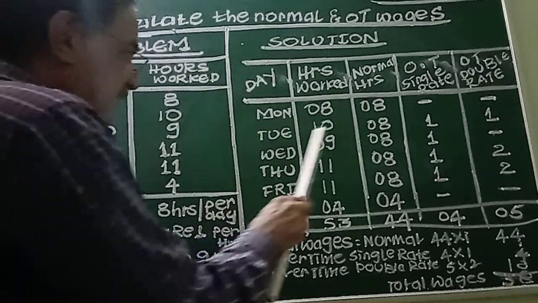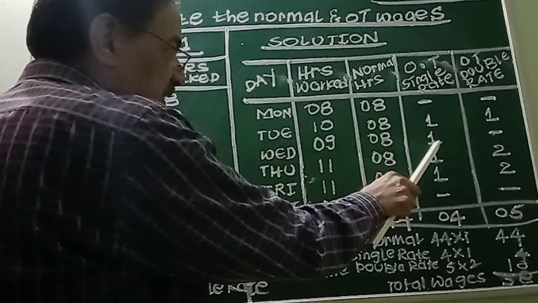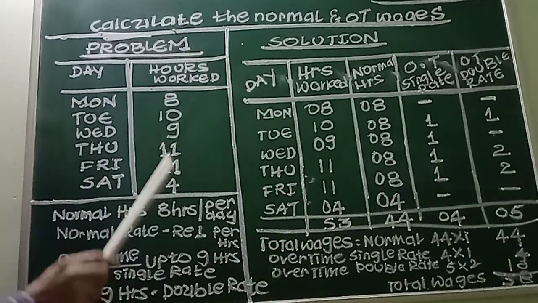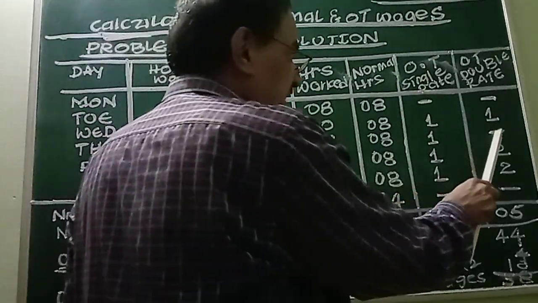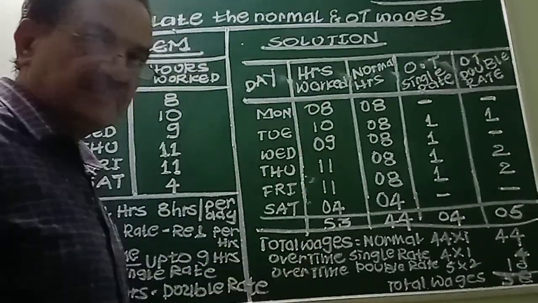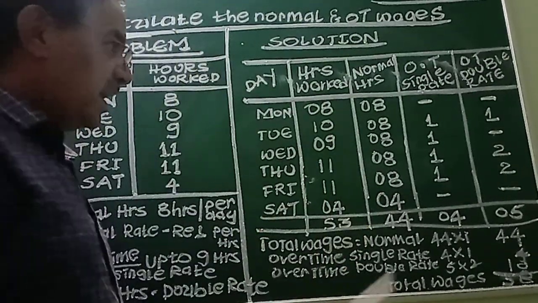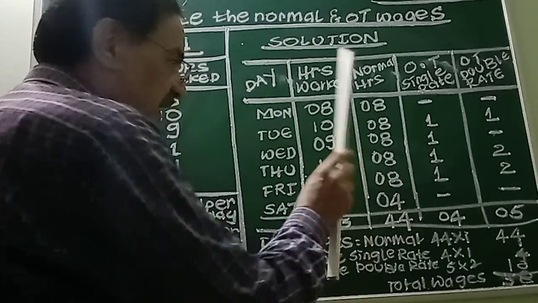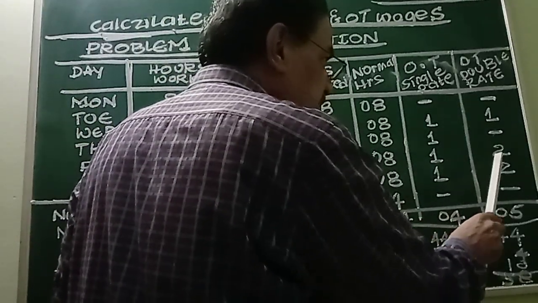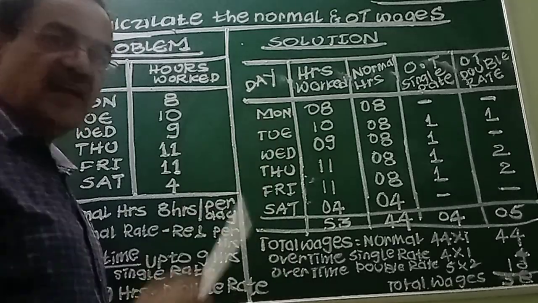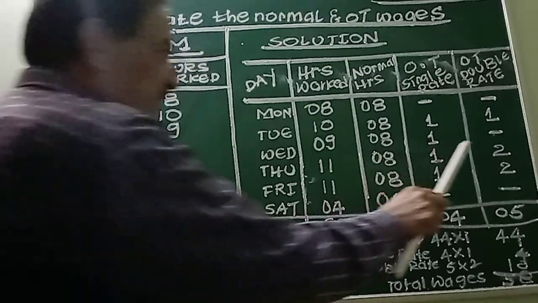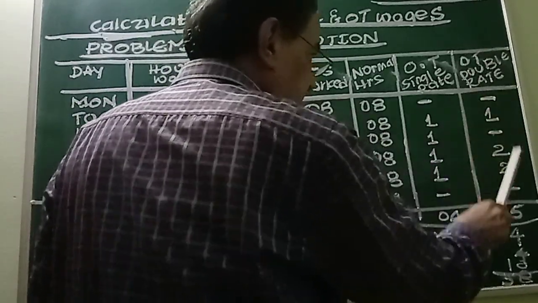Right. Wednesday 9 hours, 8 normal. Only 1 hour he will get, because this is exactly equal to the first slab, up to 9 hours single rate. But nothing is there for overtime wages under double rate system. Thursday 11. 8 is the normal. Up to 9 hours, 8 plus 1 is equal to 9. That's a very important thing. 11 minus 9, he has exceeded by 2 hours when compared to 9 hours, because 11 is the actual number of hours worked. So 2 hours I will pay under overtime under double rate system.